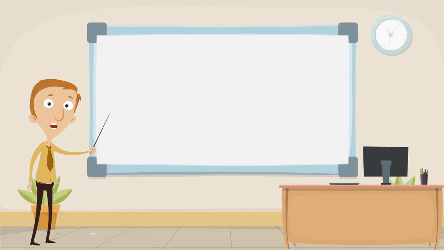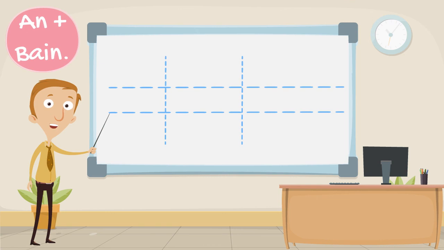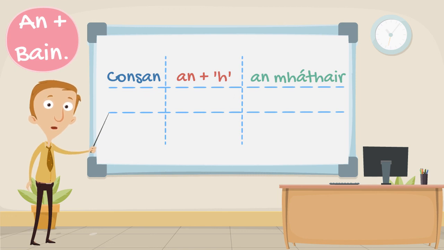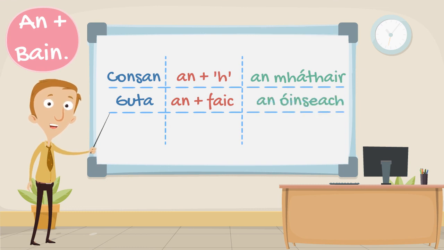When the word 'an' is put before a feminine noun, they pretty much follow the opposite set of rules than masculine nouns. When 'an' comes before a consonant, the noun takes a séimhiú, like an mháthair, the mother. When 'an' comes before a vowel, there is no change, like an onseach, the fool. And when 'an' comes before an S, we put a T before the noun, like an tseachtain, the week.